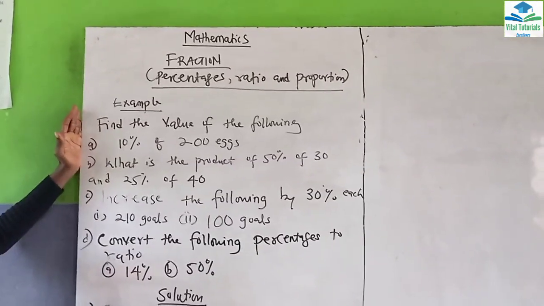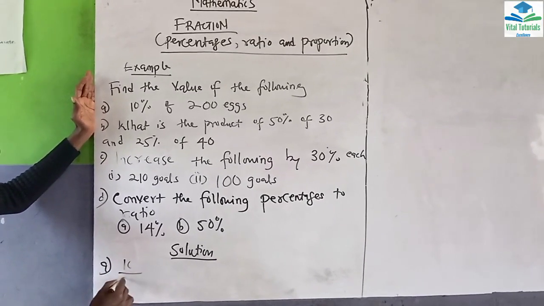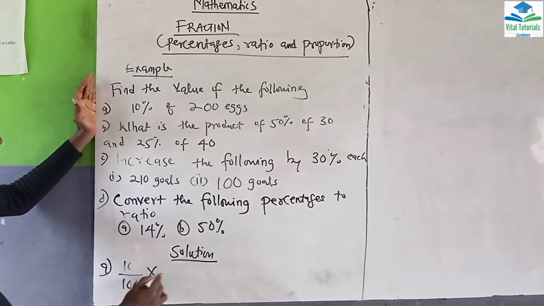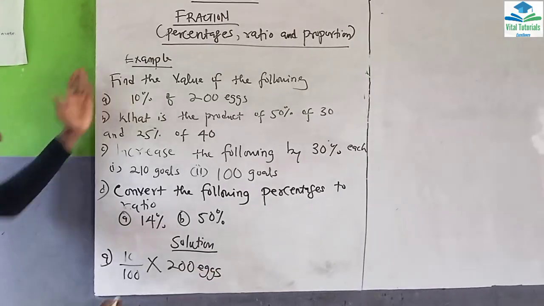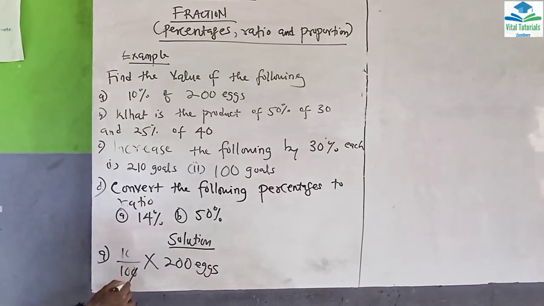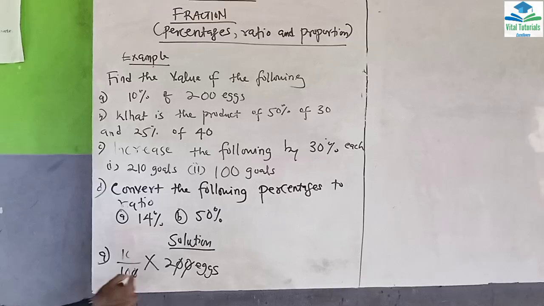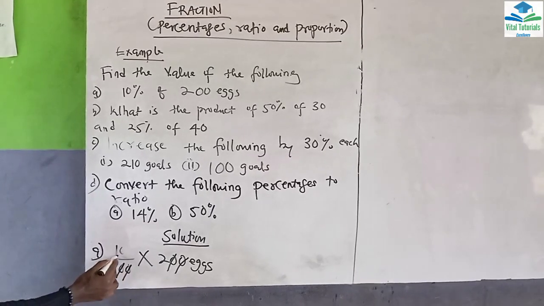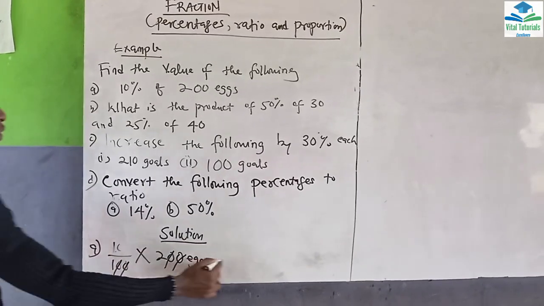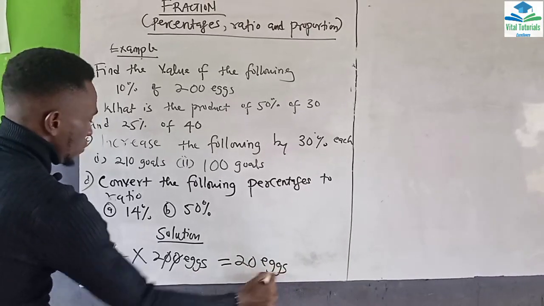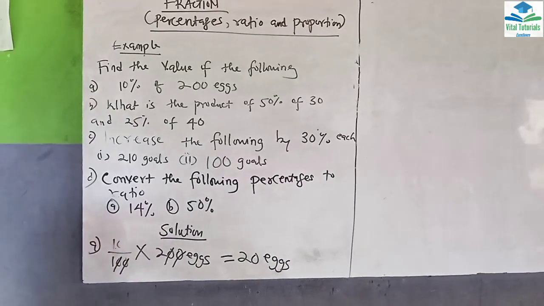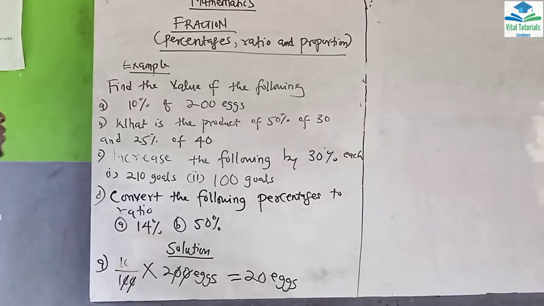10% of 200x. 10% is 10 over 100 times 200x. This is pretty easy. Now what you do here, look at these two. You can see 0 here, take off 0 here, 0 here, take off 0 here. What you have there is just 10 times 2. 10 times 2 will give you 20x. Therefore, 10% of 200x is 20x.